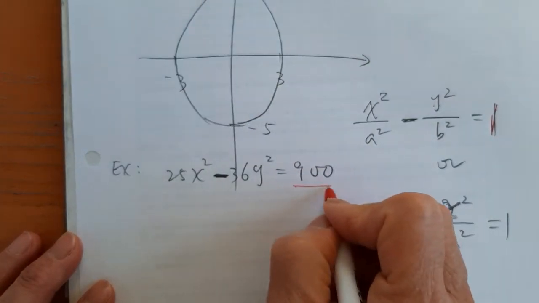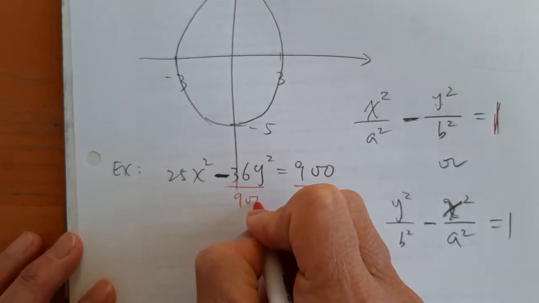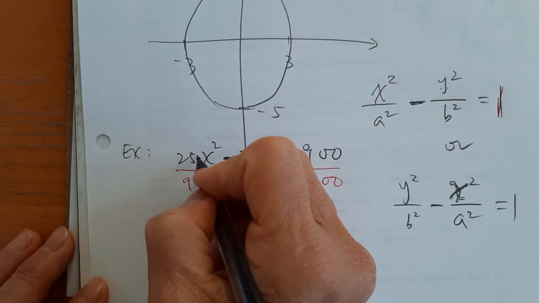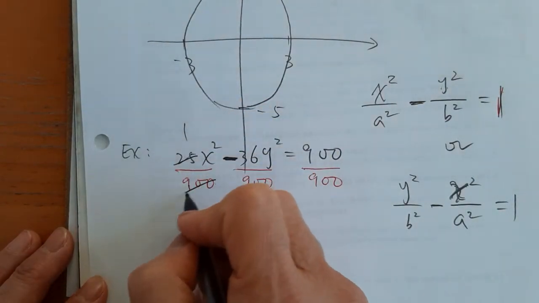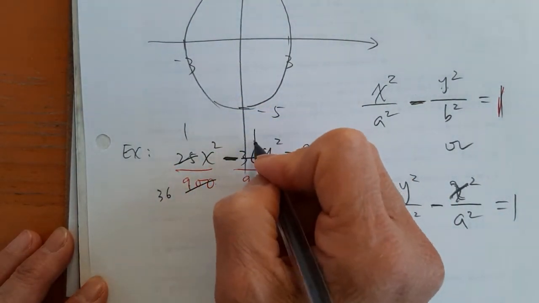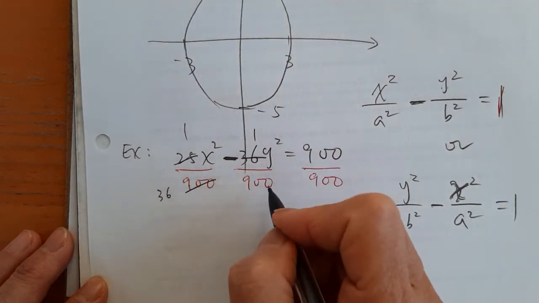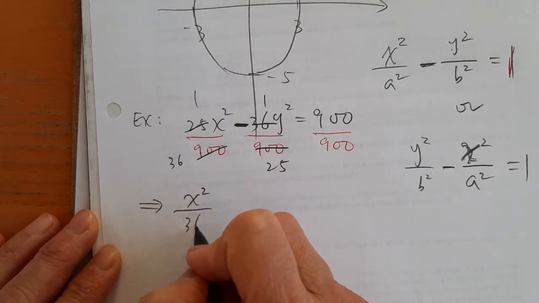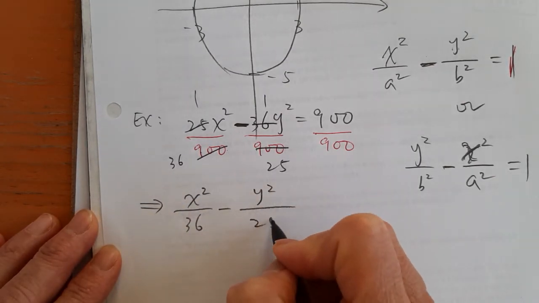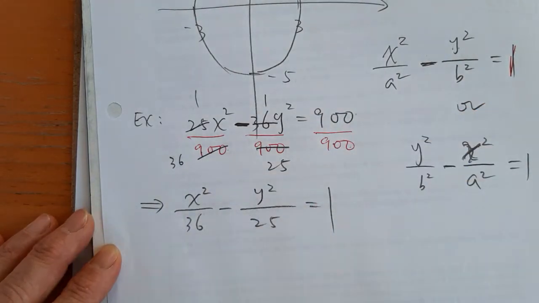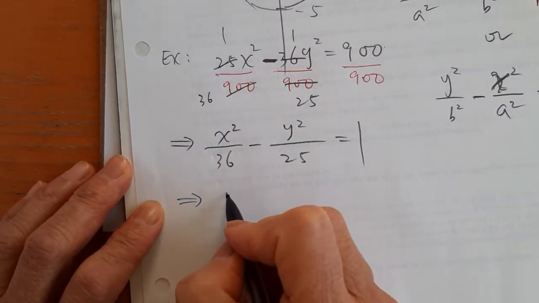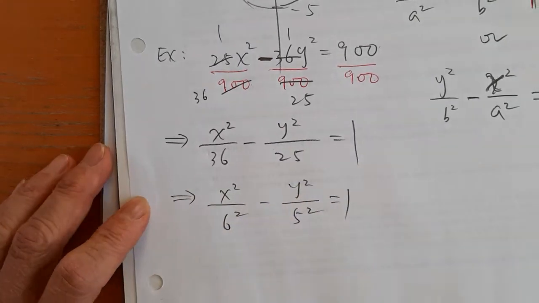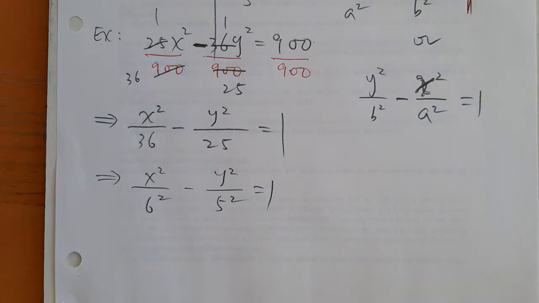First of all, you have to make the right side become 1. So you divide each term by 900. Then cancel. 900 over 25 is 36. 900 over 36 is 25. So you will get x squared over 36 minus y squared over 25 equal 900 over 900, which is 1. So then you get x squared over 6 squared minus y squared over 5 squared equal 1.